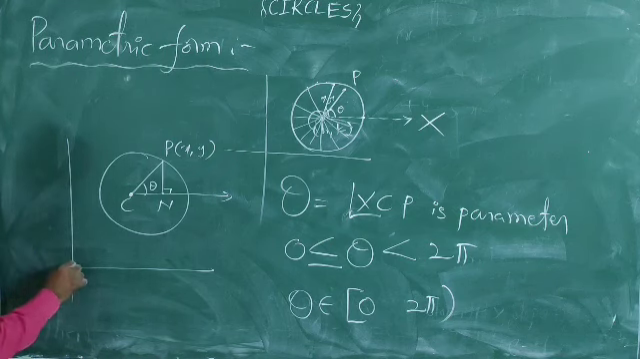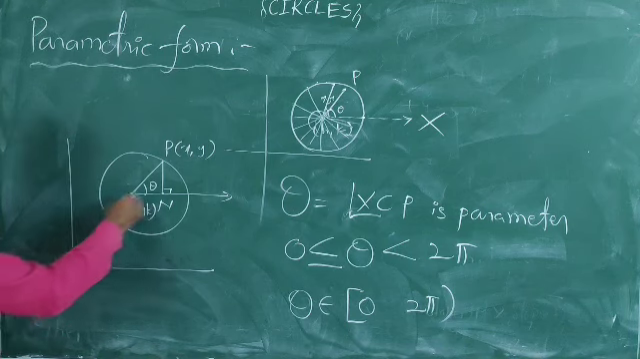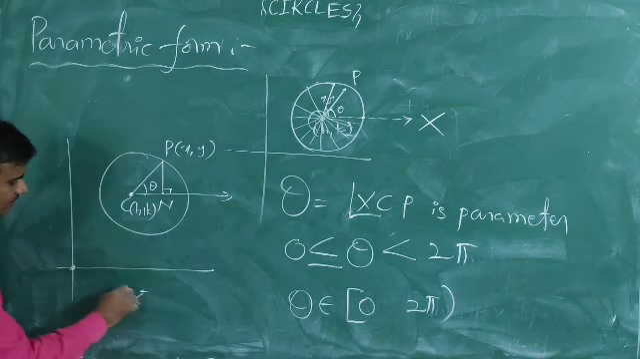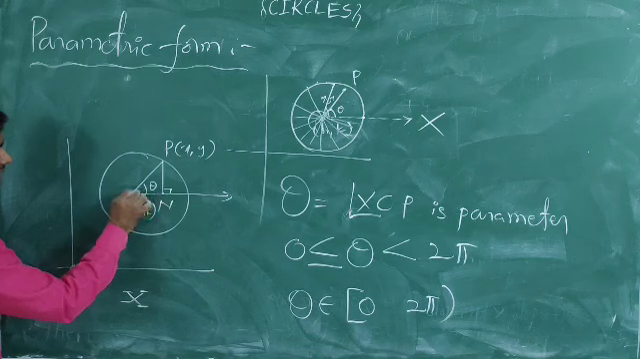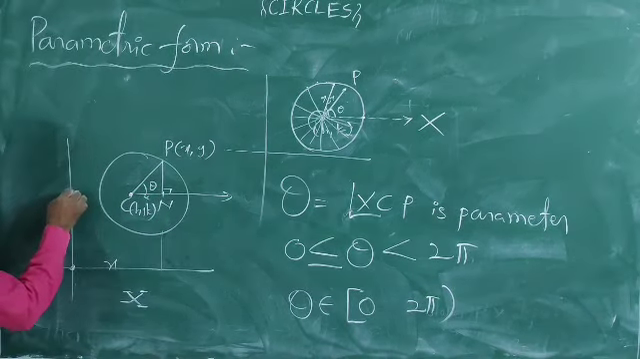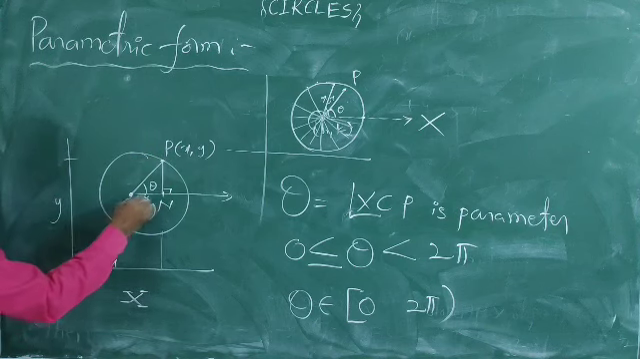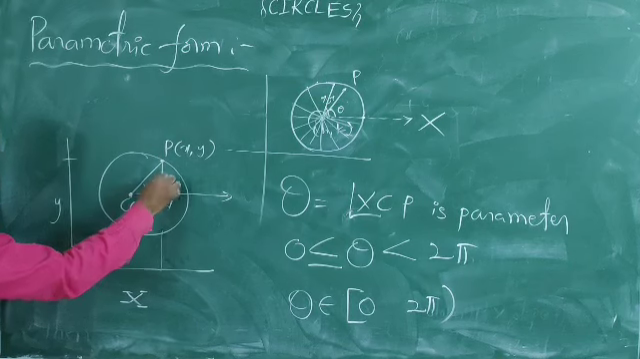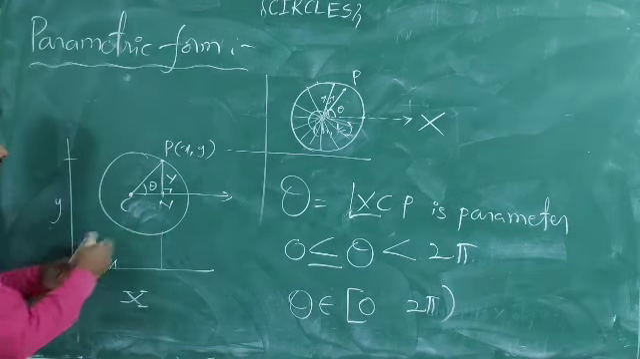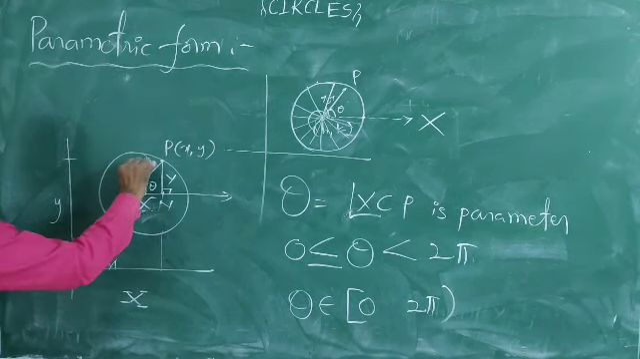Shift this one from 0 comma 0 to h comma k, and it is a right angle triangle. Suppose this length is capital X. Actually, this is small x and this is small y, but this length is capital Y and this length is capital X, and it is radius R.